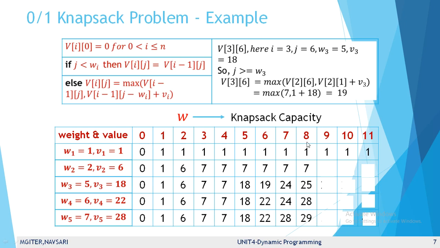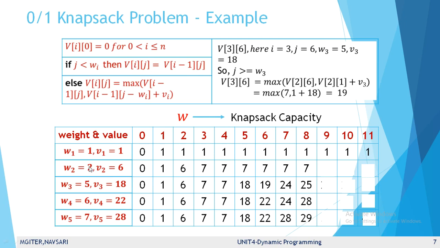Now here the capacity of the bag is 8, so we include three items here. 5 plus 2 plus 1: 5 plus 2 is 7, plus 1 is 8. So 18 plus 6 is 24, plus 1 is 25. So we include three items here because the capacity of the bag is 8. So the profit is 28.